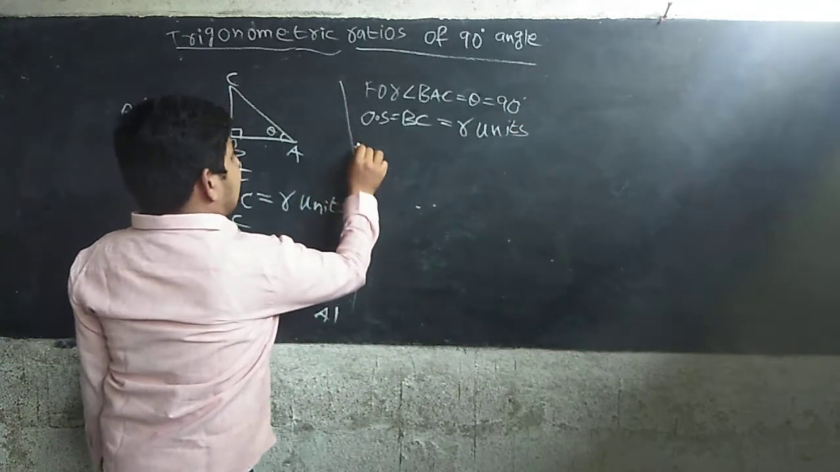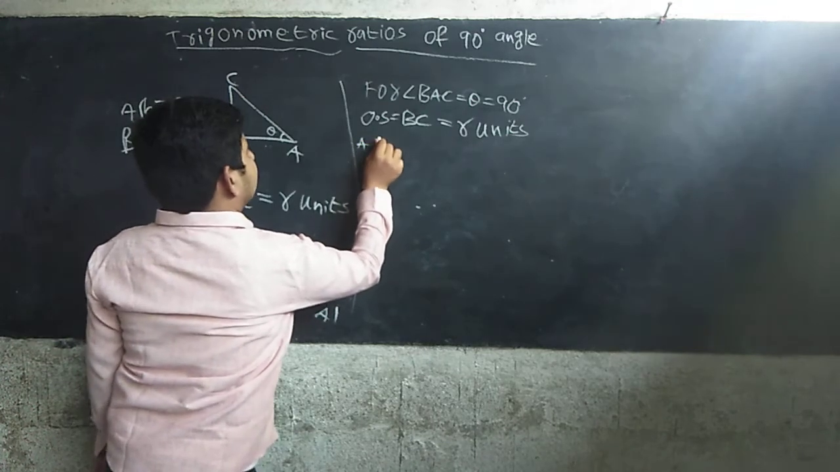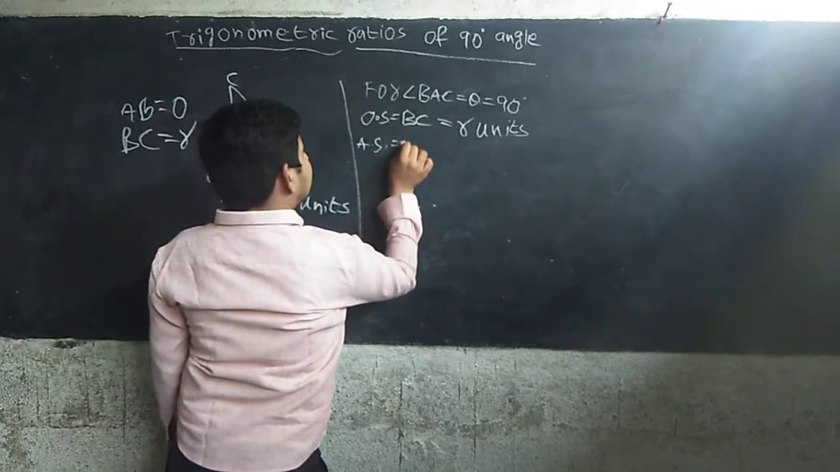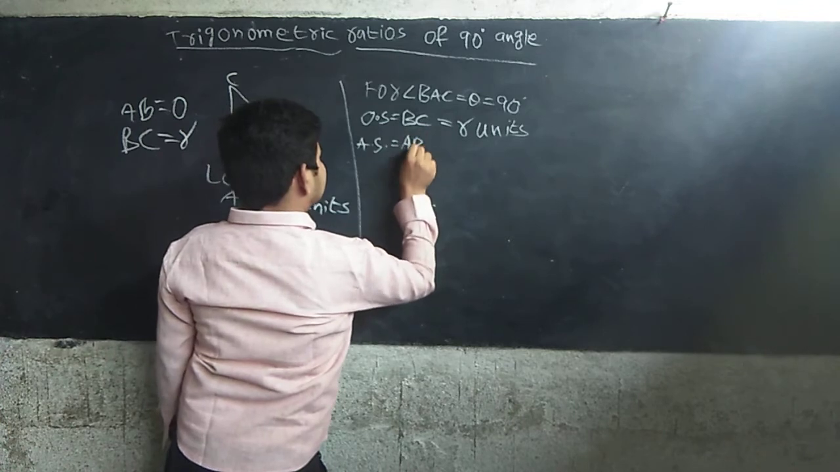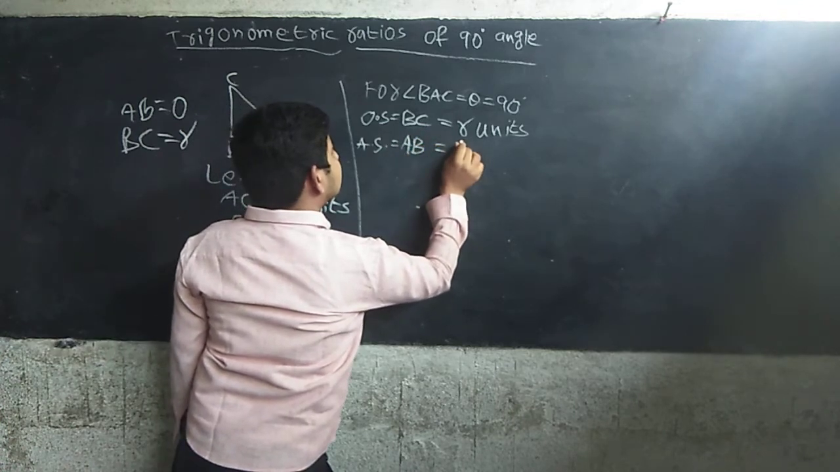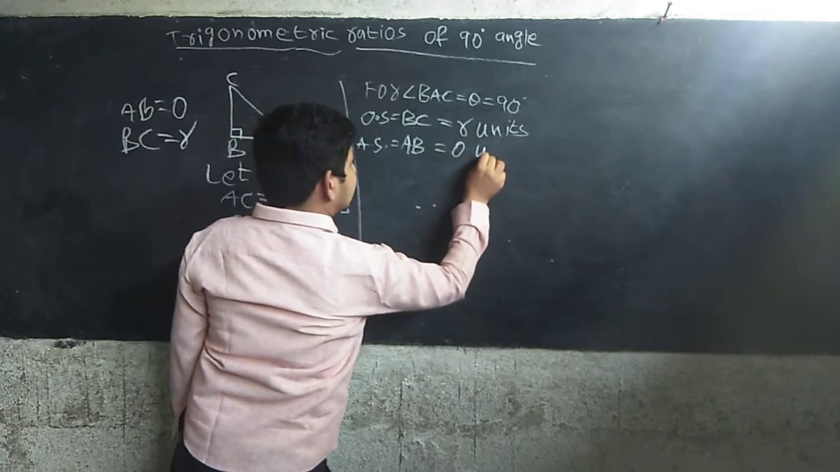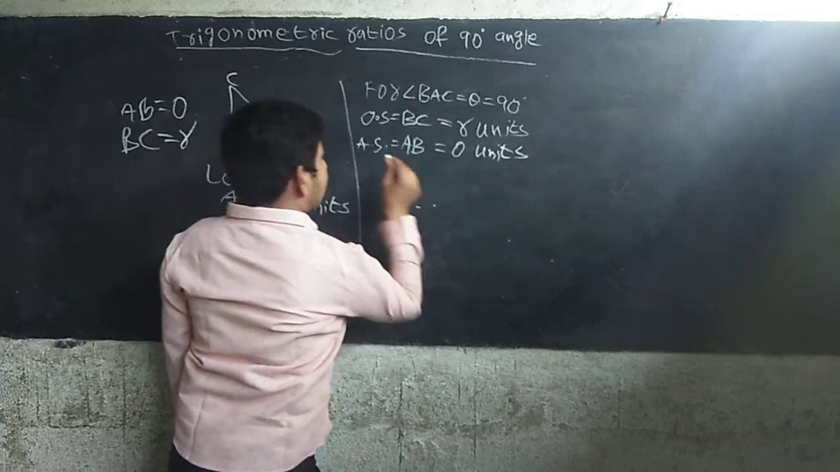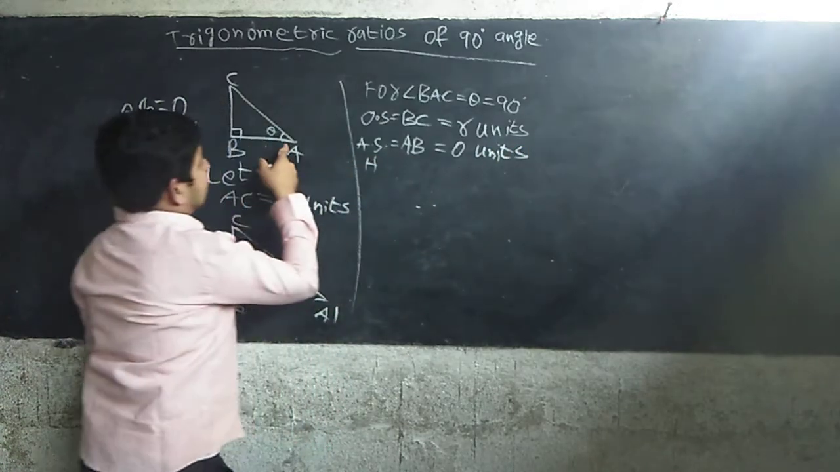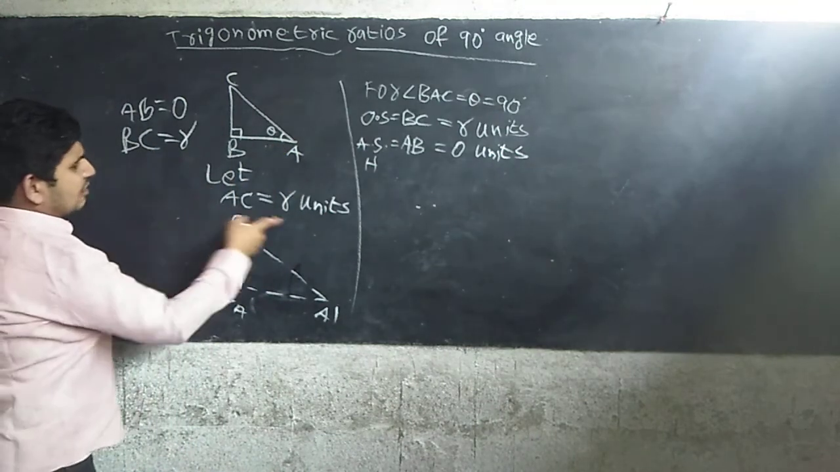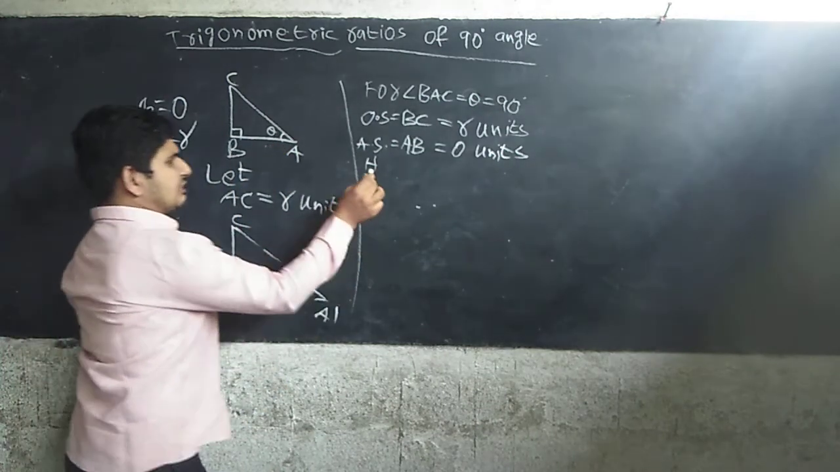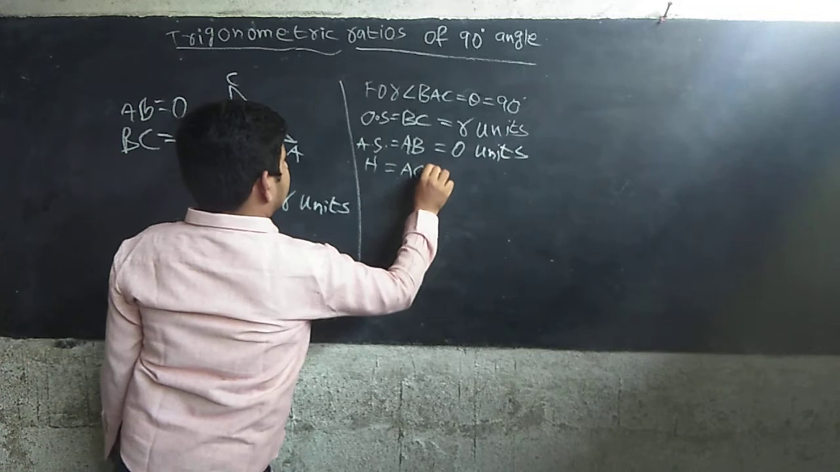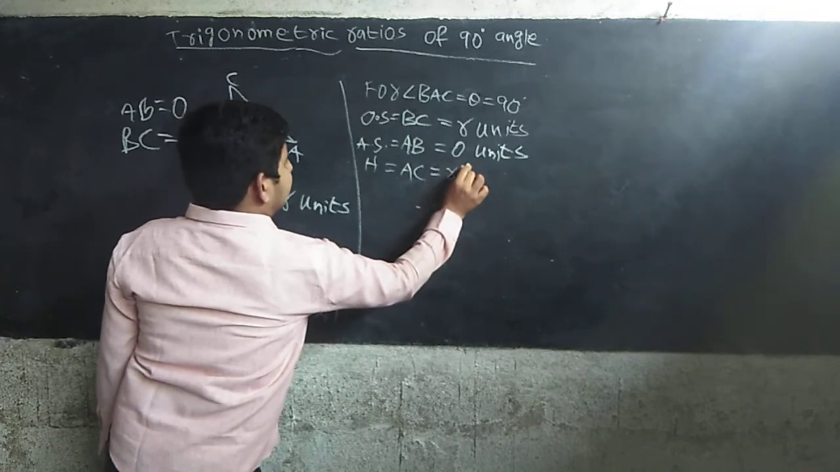Now, adjacent side equal to what? AB. Adjacent side equal to AB equal to 0 units. Now hypotenuse equal to what? Hypotenuse equal to AC. AC equal to R. Hypotenuse equal to AC equal to R units.